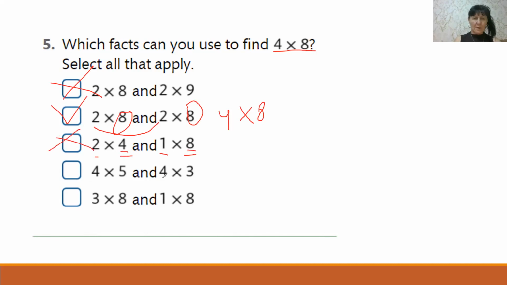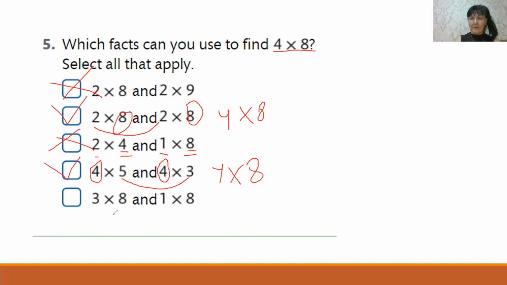Okay, let's check this one. Do we have the same factor at the same place? Yes, we have 4 here at the first place and 4 here, the same. Now the other, we add 5 plus 3, is it 8? Yes, so do we have 4 times 8? Yes, we have.